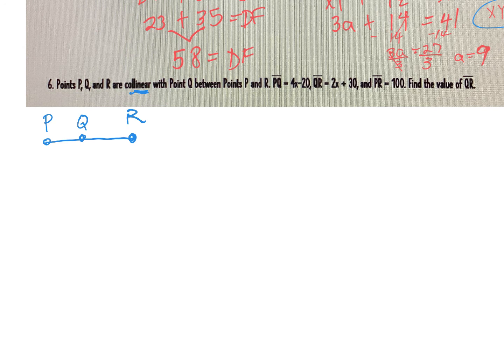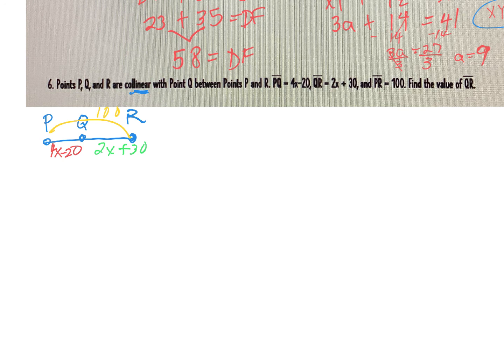Q to P is 4x minus 20. Q to R is 2x plus 30. And the whole thing from here to here is 100.